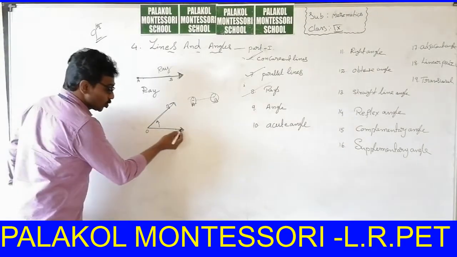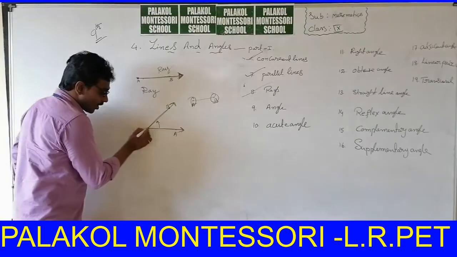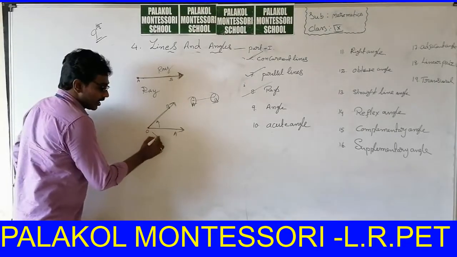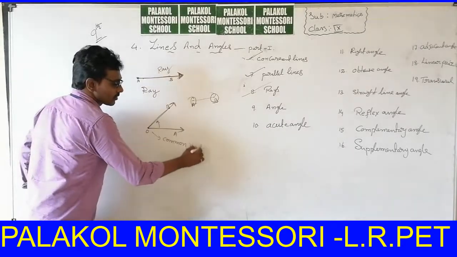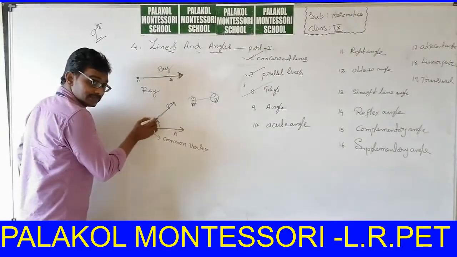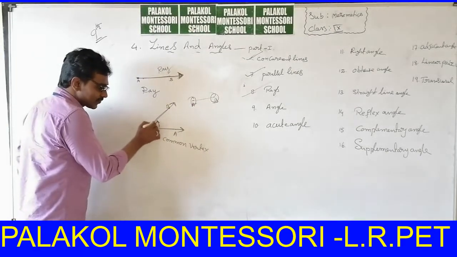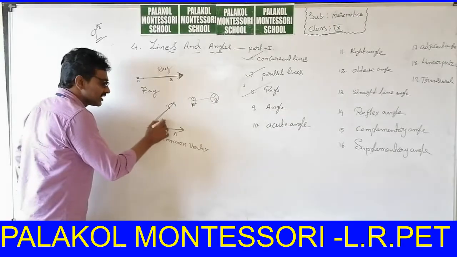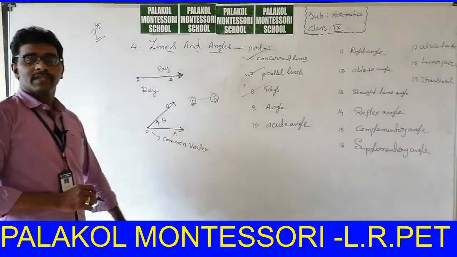So guys, these two rays intersect at one point. It forms a common point. That common point is called the common vertex. And between them some inclination is formed, some gap is formed here. That inclination is called an angle. Angle is represented by theta.